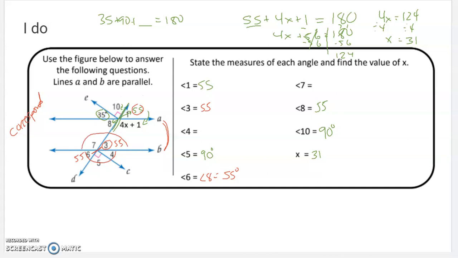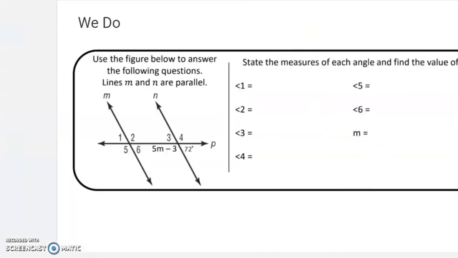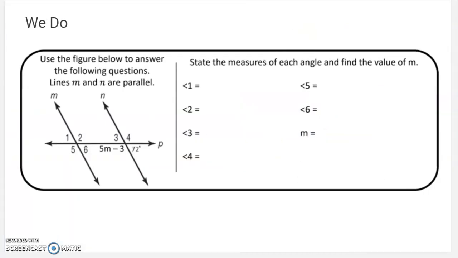All right, let's try another challenging one together. Open up your math notebook. I'll give you time to write this one down and copy the diagram and unpause when you're ready to go.